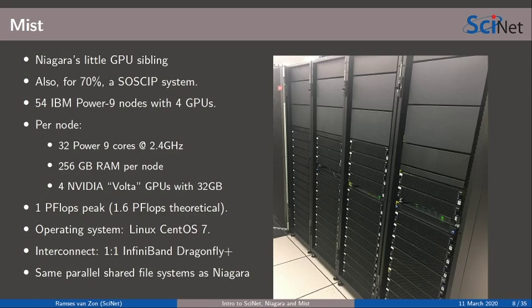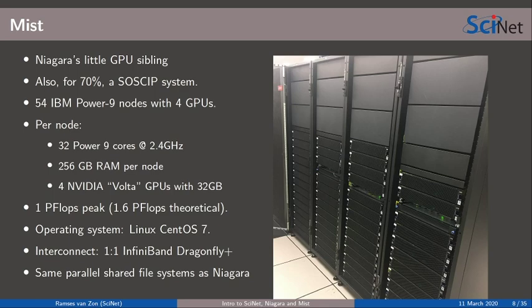It also means that if you have a code that doesn't use GPUs at all, there's no point running on Mist. There's fewer nodes. Maybe it runs a few % faster, but you have way more resources in Niagara. So if it's a CPU-bound code and it doesn't do much GPU, just forget about the GPU, run on Niagara and run at scale. But yeah, if you do have those GPU codes, this is where you can run them.